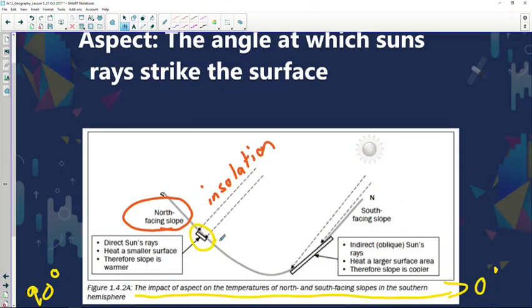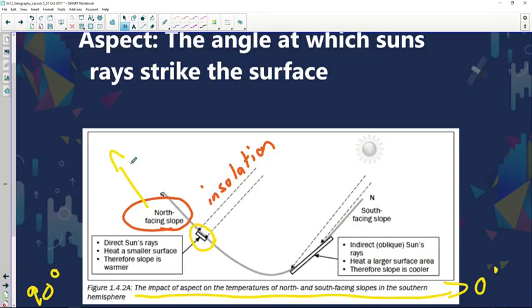So our north-facing slopes experience warmer conditions. Even though the area that's being heated up, as you can see, is much smaller, it's much warmer over there. So as a South African, if you want to build your house on a slope, you preferably build on the north-facing slopes. It means you will have natural heating. It will be warmer because of direct insolation.